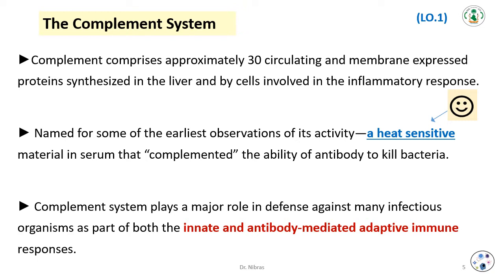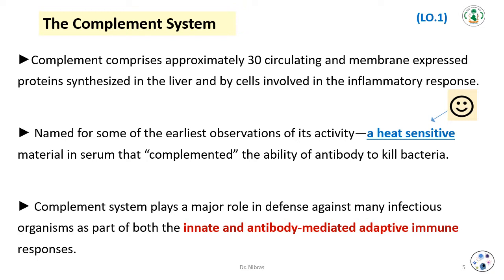Now, what is the complement system? Complement comprises approximately 30 circulating and membrane-expressed proteins synthesized in the liver and by cells involved in the inflammatory response. Named for some of the earliest observations of its activity.